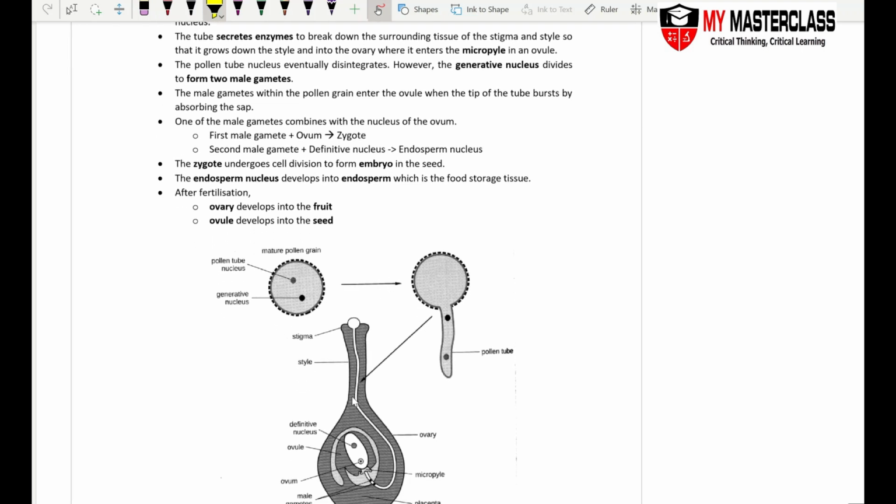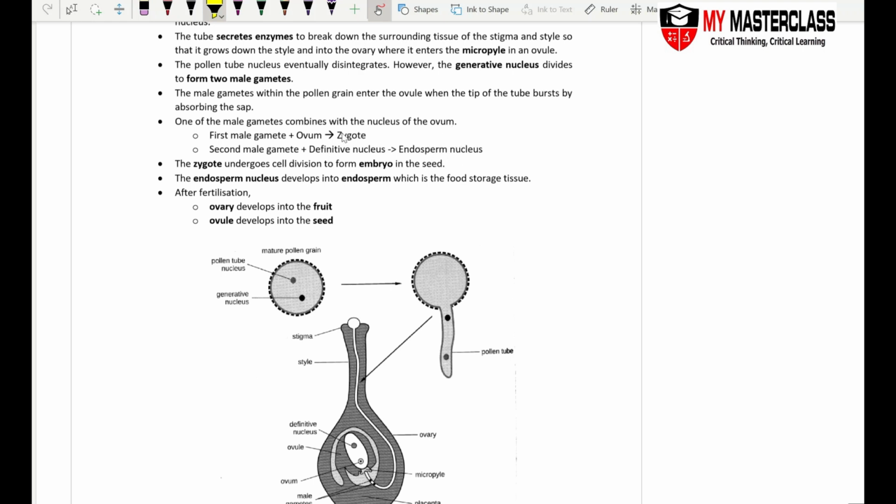So once it breaks down, it will then go down the entire style, so my pollen can actually travel down over here, and along the way the pollen tube nucleus, which is this one, will degenerate. Okay, so subsequently as it moves down, the generative nucleus, which is the second nucleus in the pollen, will then develop into 2 male gametes. So with this, it will then enter into the ovule region. So inside the ovule region, the first male gamete will then be fused with the ovum to form a zygote. Second male gamete will fuse with the definitive nucleus to form an endosperm nucleus.